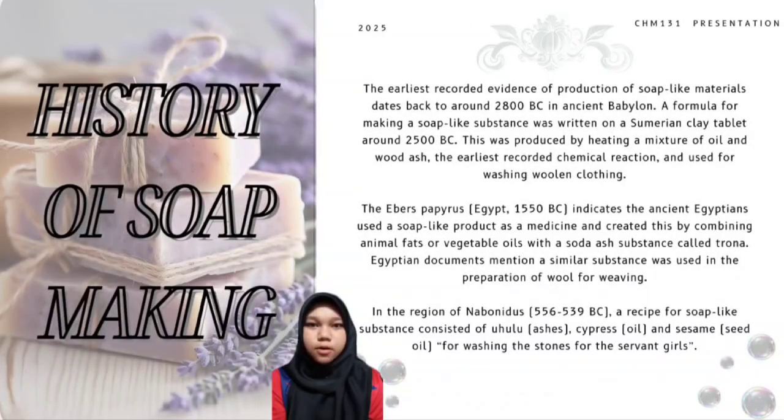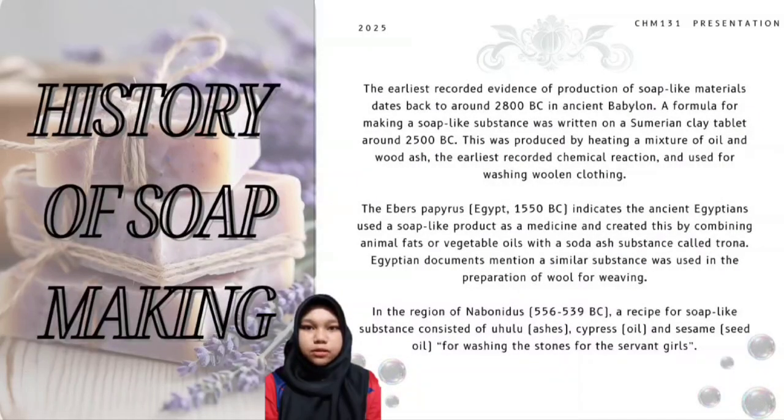Now, I'm going to share about the history of soap making. The earliest recorded evidence of production of soap-like materials dates to around 2800 BC in ancient Babylon. A formula for making a soap-like substance was written on a Sumerian clay tablet around 2500 BC. This was produced by heating a mixture of oil and wood ash, the earliest recorded chemical reaction, and used for washing woolen clothing.